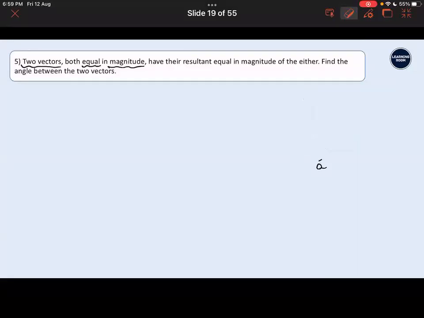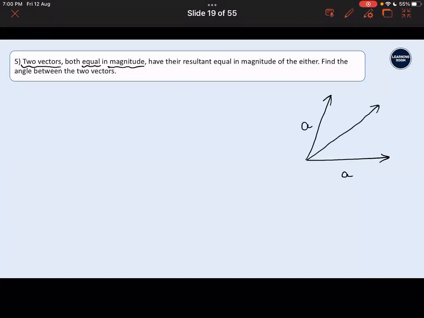I'll come from the beginning. See, if the first vector has magnitude A, second vector has magnitude A, then the resultant of these two vectors also has the same magnitude A. That's what they mentioned. The resultant is equal in magnitude of the either.